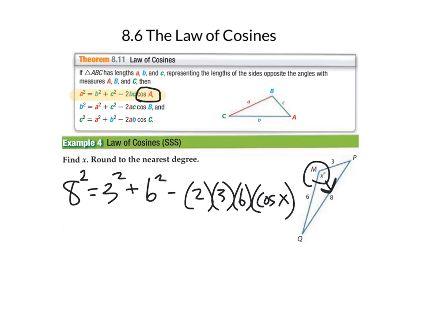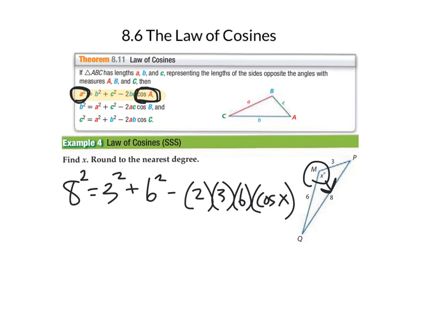Now before I continue to solve this, I just want to emphasize one thing really quickly. The way that I knew that the 8 squared had to be right here is because I know that the a squared is connected to the cosine of A. Those always have to be across from each other. So since I knew that I was solving to find out the x, the 8 is across from the x. That's how I knew that it should be 8 squared equals, and then everything else. All right, let's go ahead and continue to solve this.